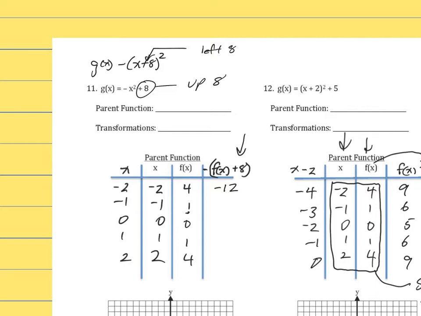Take the 1. 1 plus 8 is 9. And then make it minus, right? What are the next 3 numbers? Madeline, want to give me the next one?